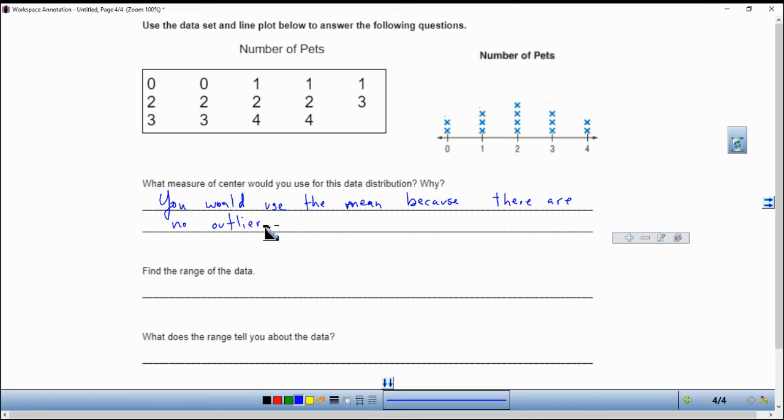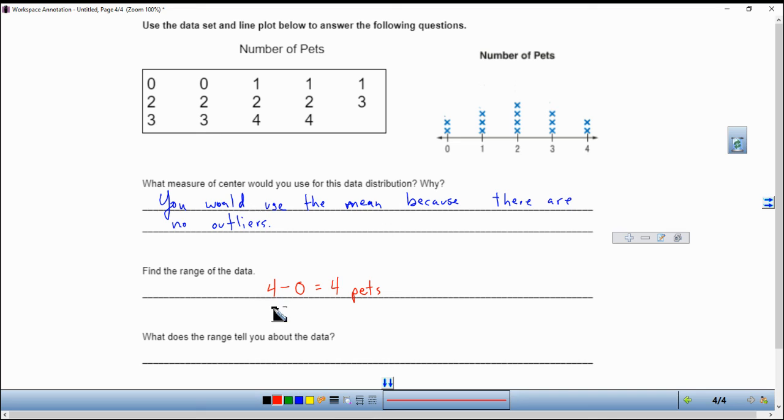All right, last two questions here. What is the range? The range, again, is the greatest minus the least. So the greatest is 4 minus the least, which is 0. 4 minus 0 is 4 pets. 4 pets is the range. That means the difference between the greatest number of pets and the least number of pets is 4 pets.